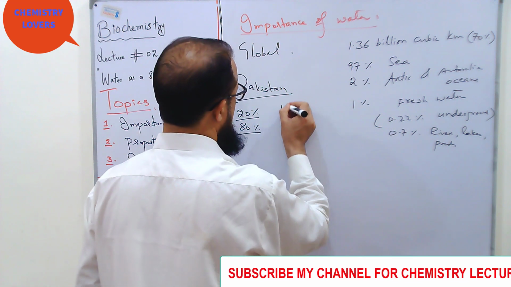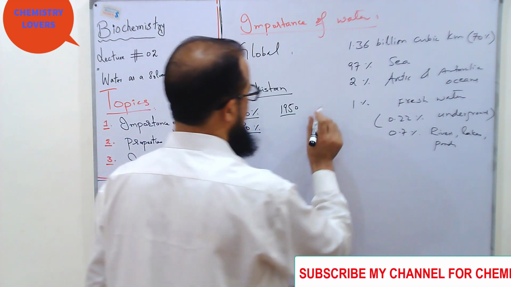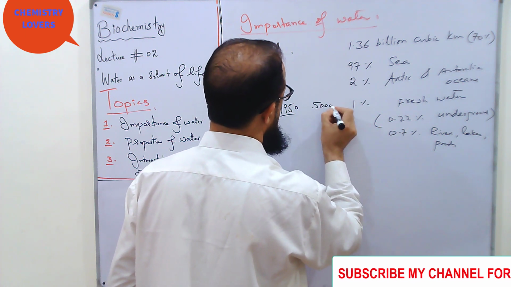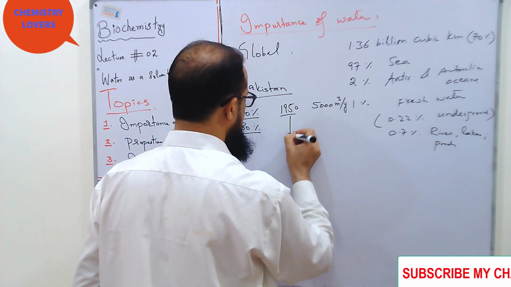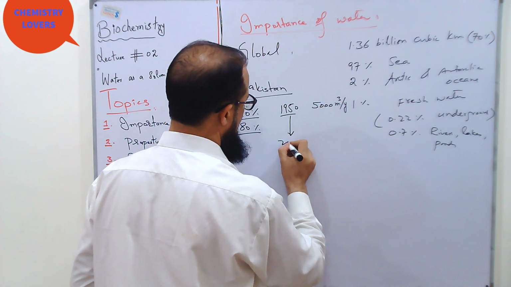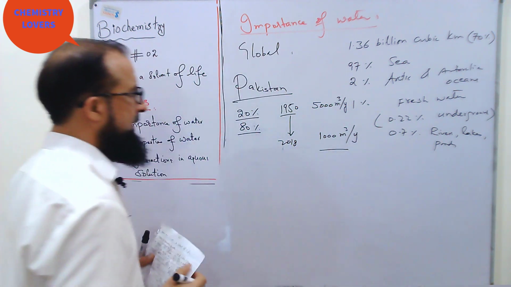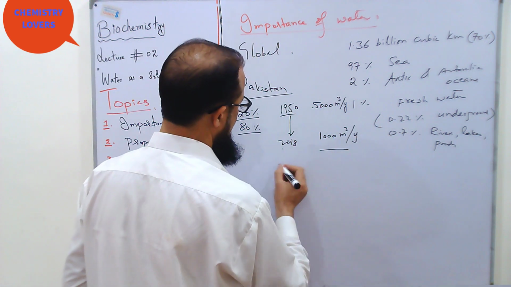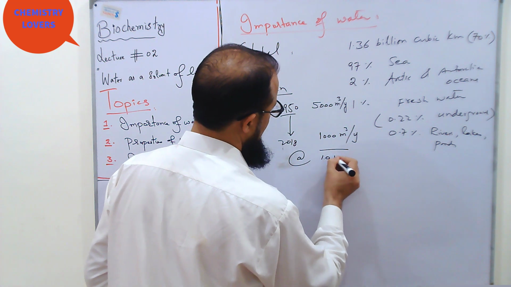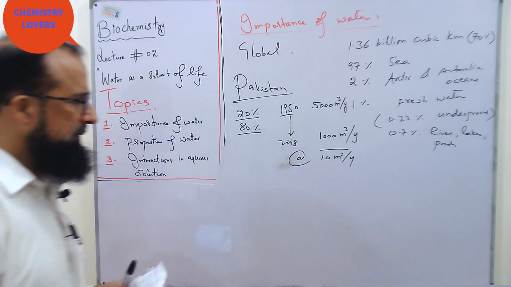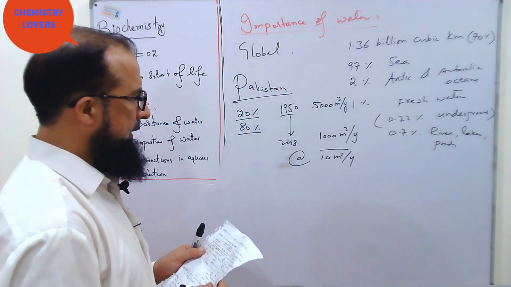So in Pakistan in 1950, per capita water was 5,000 meter cube per year, which decreased to 1,000 meter cube per year, and this decrease is at the rate of 1 meter cube per year. So the underground water table falls at the rate of 1 meter cube per year.